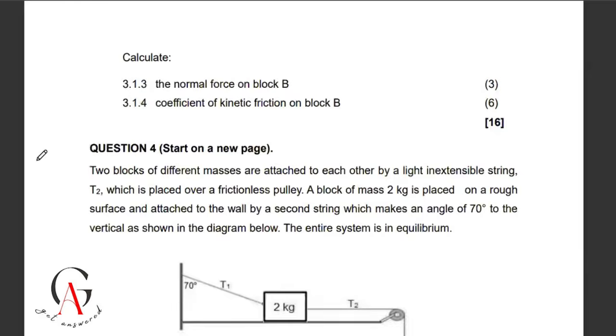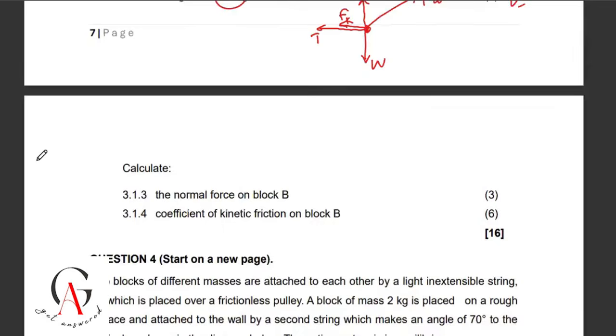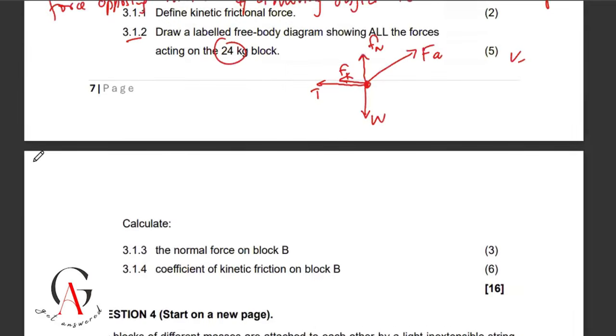And then 3.1.3, they want us to calculate the normal force on B. Now, when you look at the normal force on B, remember there is a component of the force applied. Meaning that if we get the normal force plus the Fa of y, this should give us the weight downwards.